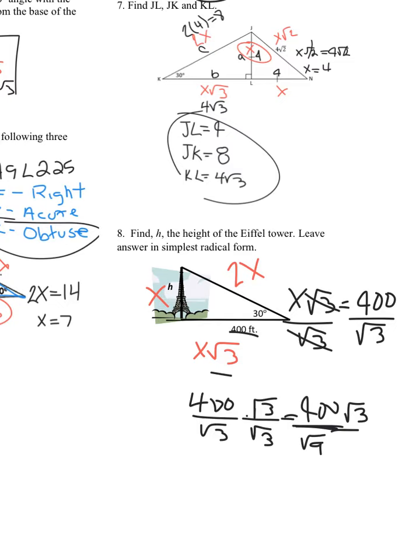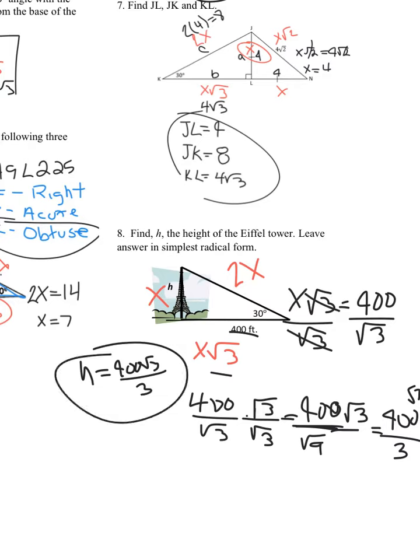So 400 times the square root of 3 on top. That was just me getting a little messy with my writing. 3 times 3 on the bottom combined to 9. So you have 400, I did it again, square root of 3 over 3. And basically you're going to have to leave the answer like that.